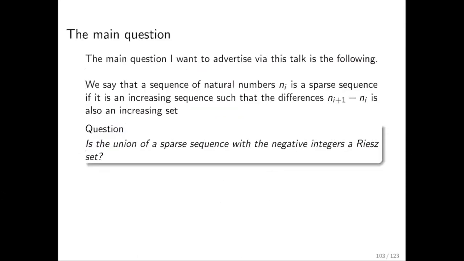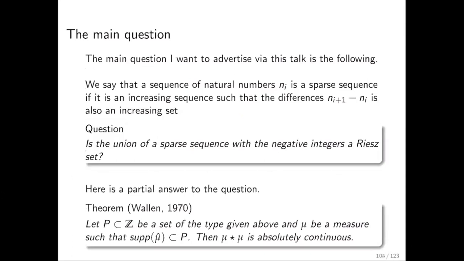This is a question which I would like to ask: if you add a sparse set, do you still get a reset? And there's a nice elementary proof by Wallin, which tells you that you don't know whether mu is absolutely continuous. So you have a measure mu whose Fourier transform is supported on the set P. You don't know whether mu is absolutely continuous, but its convolution with itself is absolutely continuous. So we are very close to the result, but not quite there.